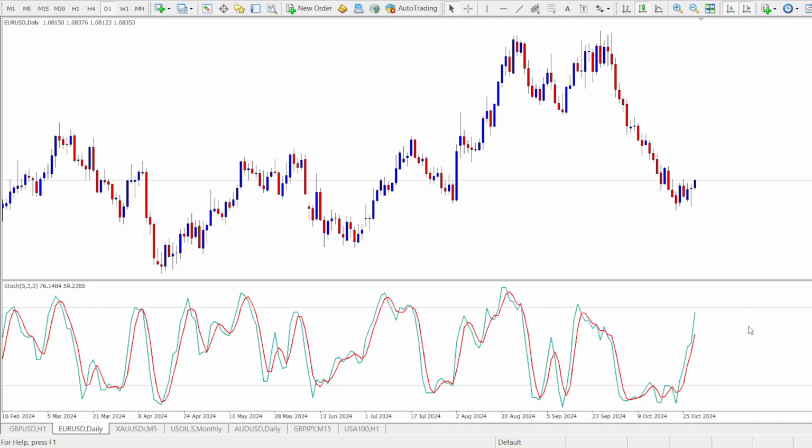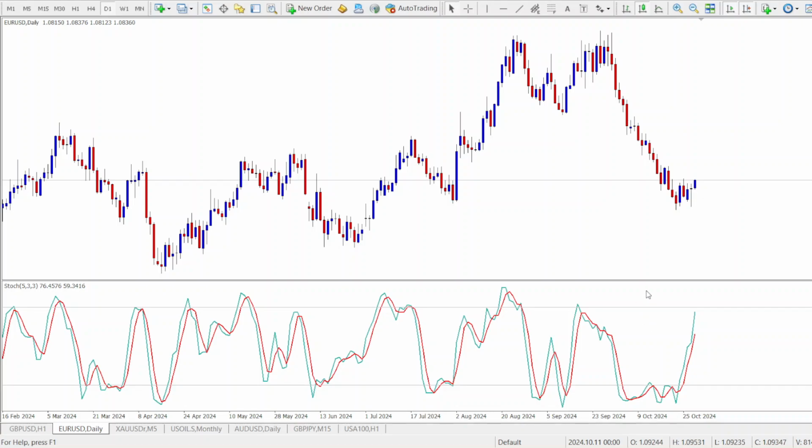Simply put, when the stochastic rating is above 80, the assets may be overbought, and when it's below 20, the assets may be oversold. So understanding these conditions is crucial for swing trading, since it helps us spot potential entry and exit points.